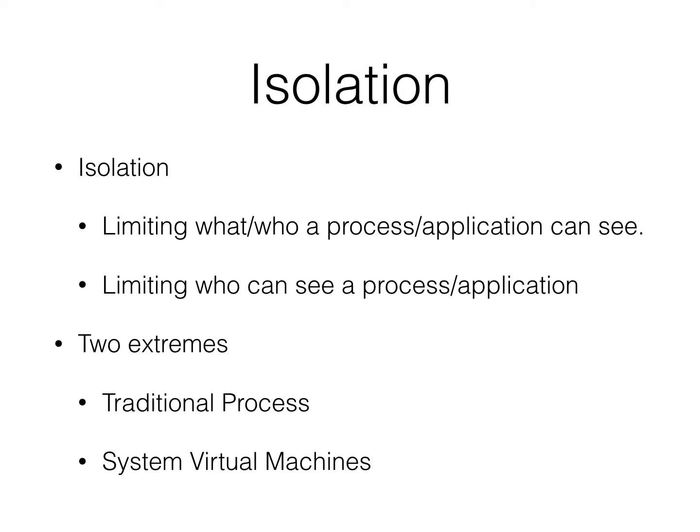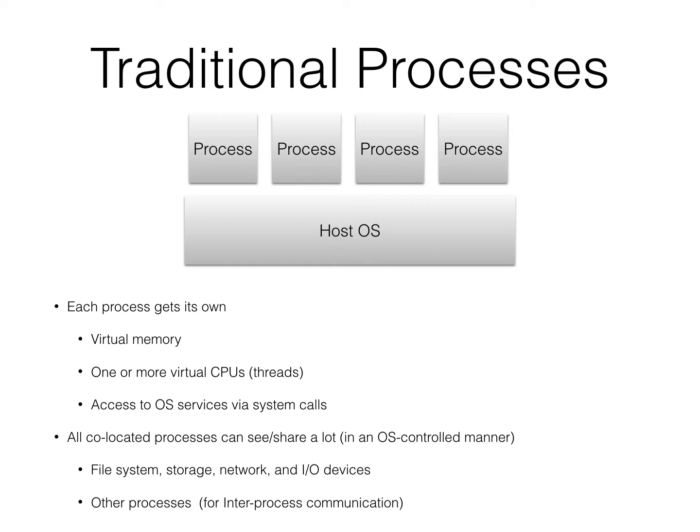So far, as I mentioned, we have seen two extremes. There are traditional processes that have a virtual address space, and they're scheduled and managed by the operating system. And then there are virtual machines, which have their own operating system and all the applications running and managed within the operating system. So we take a look at each of these individual extremes.